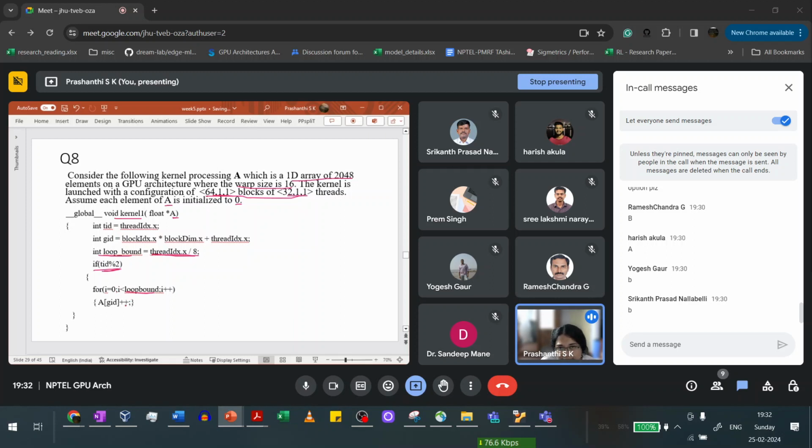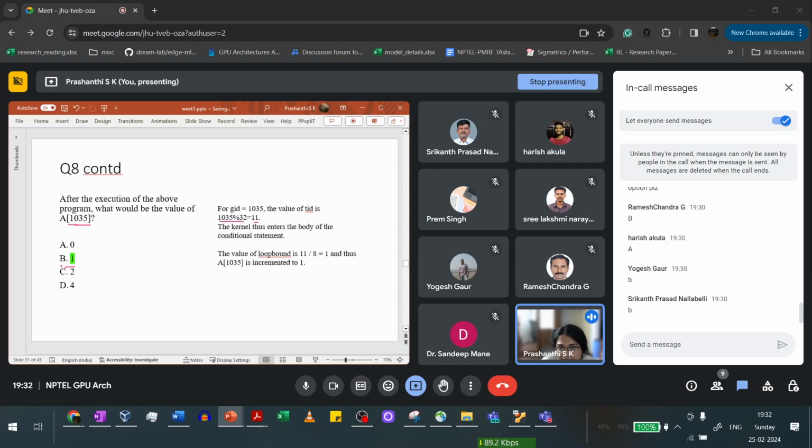So it's initialized to 0. You will evaluate it the first time and only then, because the value is 1. So it's i equal to 0, i less than 1, i plus plus. It's going to happen only once, and the value of this element of A will become 1. Therefore your answer is 1, which is B.